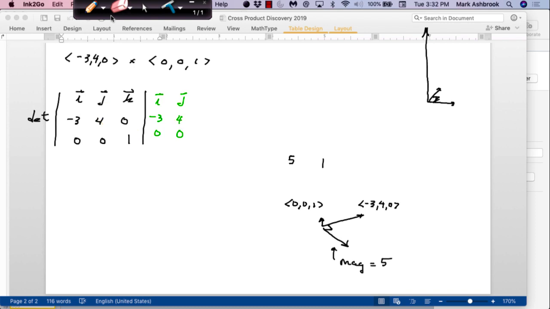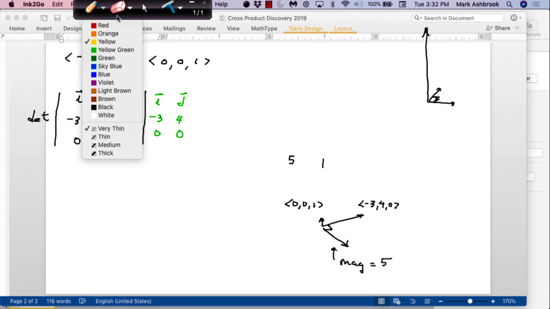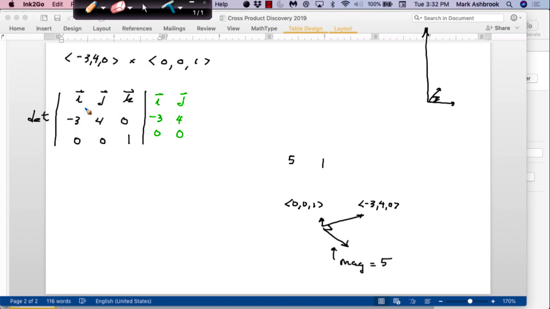Yeah, I'll do. I still want it to be light though, so let's try this. Does this show up?